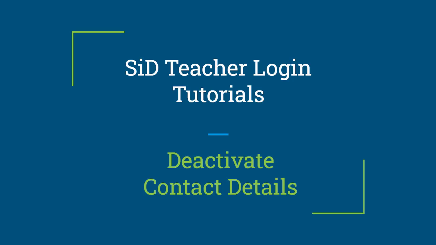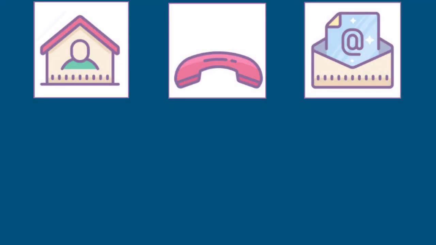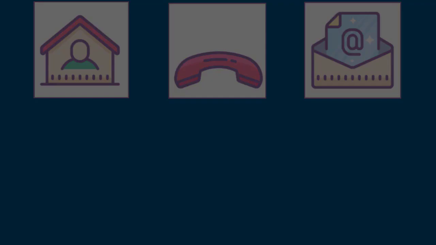Welcome! In this SiD Teacher Login tutorial, you will learn how to deactivate a student's contact information. Sometimes a student moves and doesn't give a new address, or they can't be reached at any phone number or email they once had. Those outdated details can be deactivated on the student info screen.